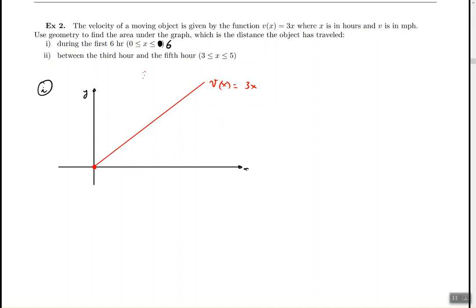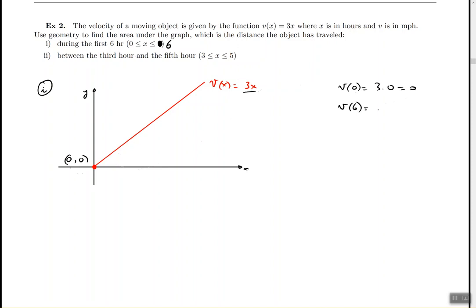Now, I care about 0 and 6, so at 0, I know that the point is gonna be 0, 0. Again, how am I getting these numbers? I know I'm starting at 0, and when I plug in 0 into the formula, I get 0 times 3, which is 0. So the velocity at time 0 is 0. Perfect. What about at time 6?